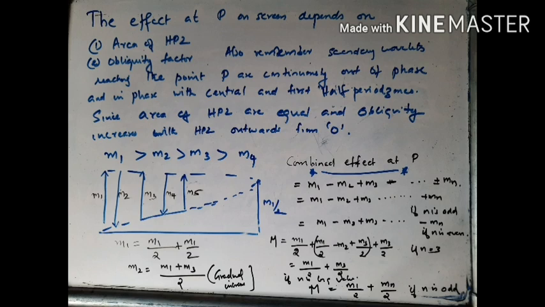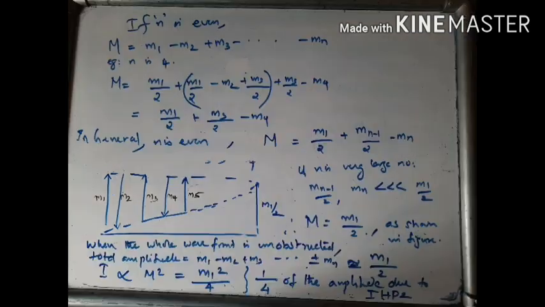Now we will consider the effect at P if n is an even number. If n is even, the total amplitude m can be written as m1 minus m2 plus m3 minus etc., minus mn. For example, if we consider n is 4, m can be written as m1 by 2 plus m1 by 2 minus m2 plus m3 by 2 plus m3 by 2 minus m4.